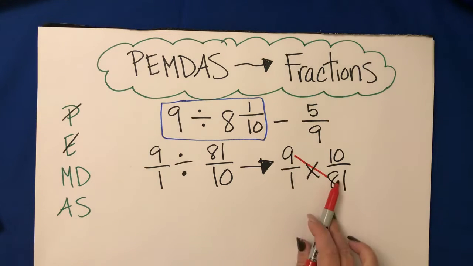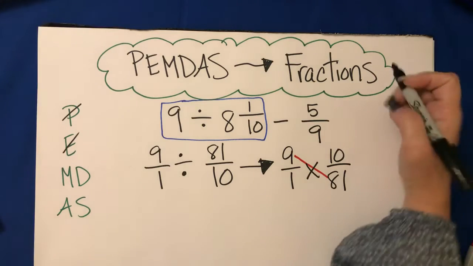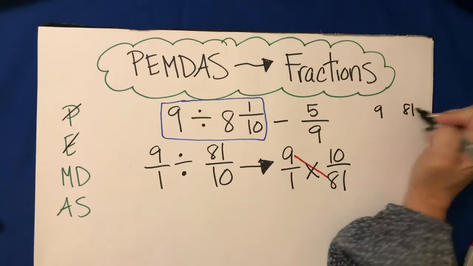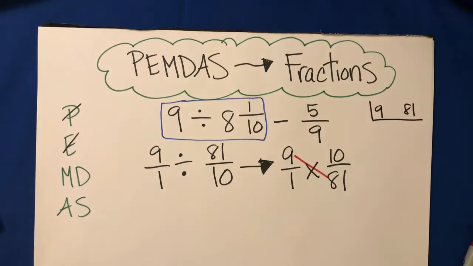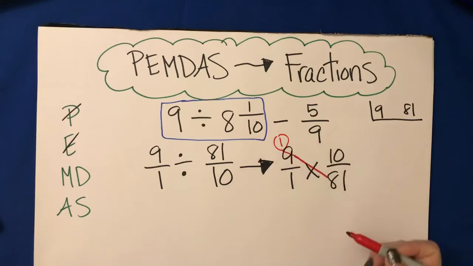So how can I reduce the 9 and the 81? If you need to, you could put this in the ladder like this and then figure out how we can reduce those numbers. 9 converts to a 1, 81 converts to a 9. So I'm going to cross this out here, and that makes sense.